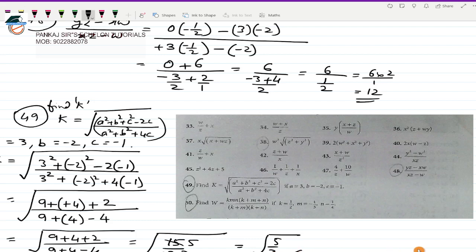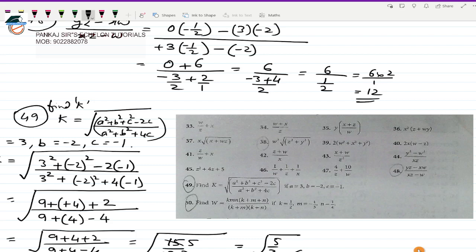Is that clear? So the value of k should be the square root of 5 upon 3. And the answer that we are getting for 49 is 1 by 3. Okay, so there is something drastically wrong. Now let us see what has happened.